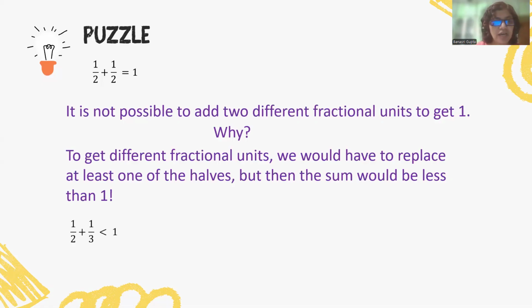So if we replace at least one of the halves by the next fraction, that is 1/3, these two added are still less than 1. If you add these two, we get 5/6, which is less than 1. Any other fraction will give even less. So we cannot add two different fractional units to get 1. So this case is not possible.